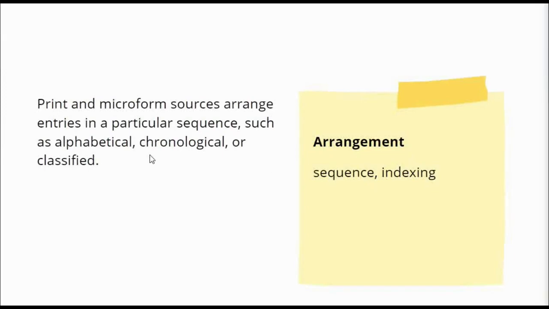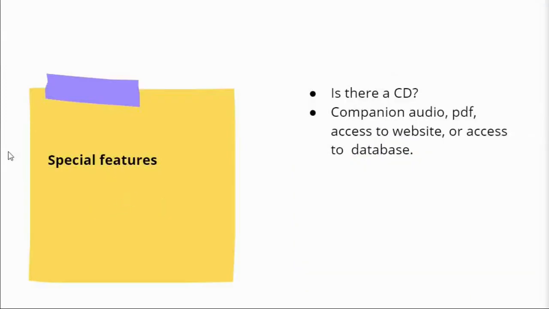Do you have two indexes, one for subject, one for author, and one for maybe titles of the references? Is it in alphabetical order? Most indexes, though, are in alphabetical order. Now we have special features.